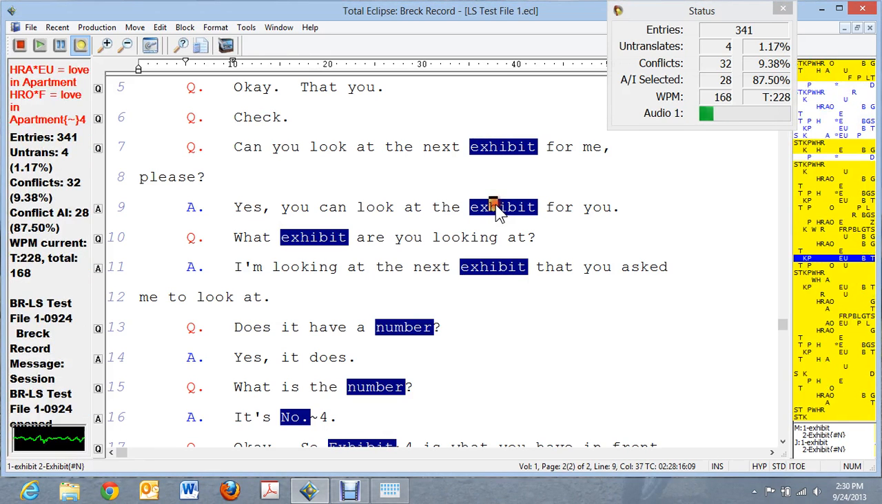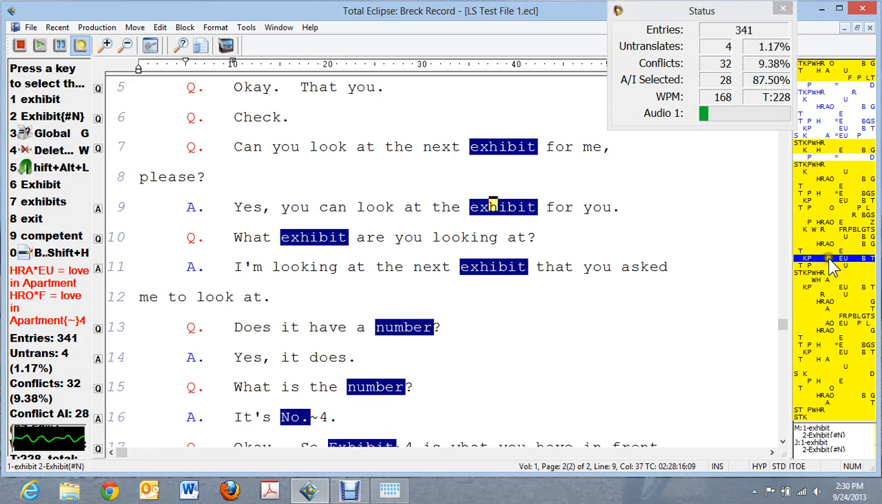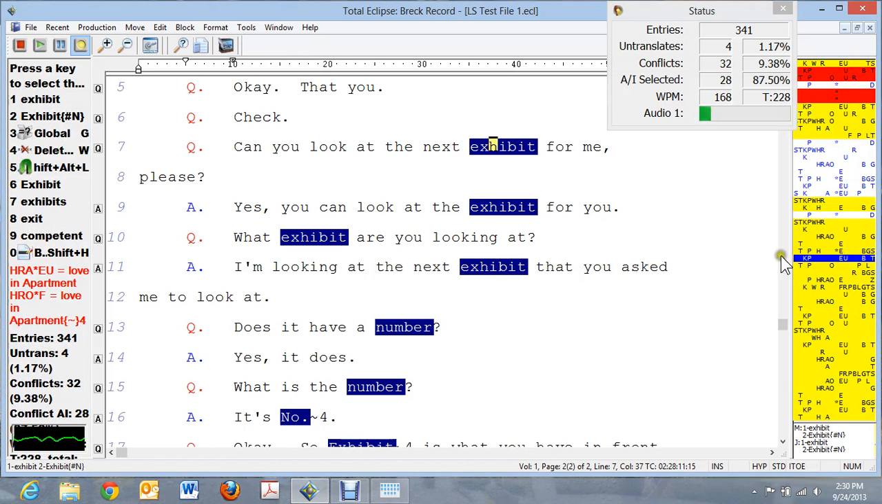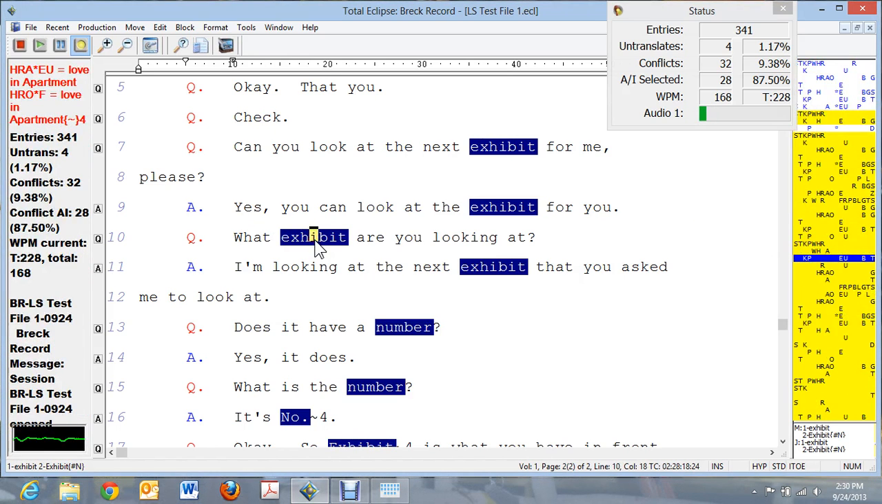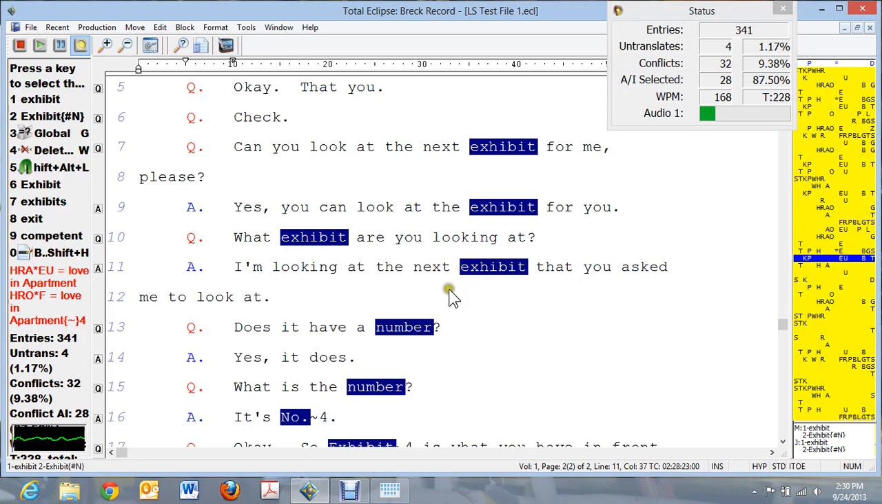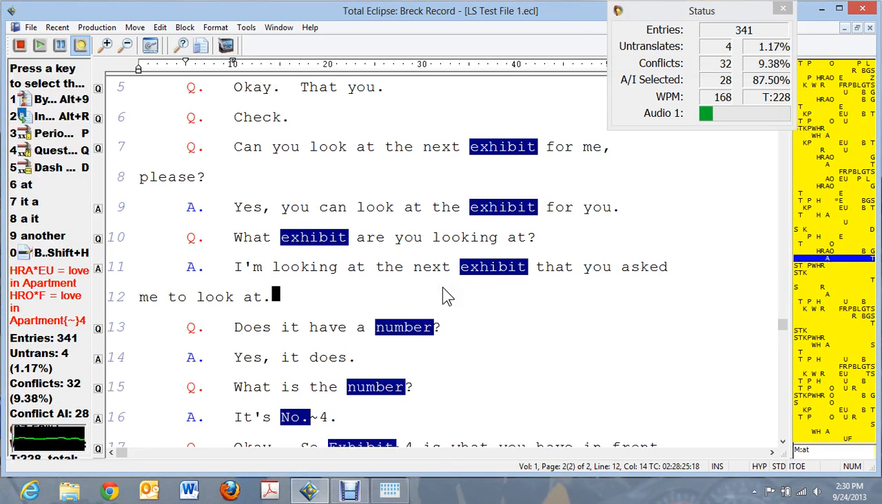And down here at the next one, the same thing. I'm using the same stroke, XIBT, right here. The same stroke up here, XIBT. Down here, what exhibit are you looking at? The same stroke. And you can see that in these different variations of the question or the answer, it hasn't turned it into a number or anything, or it hasn't capped the word exhibit.